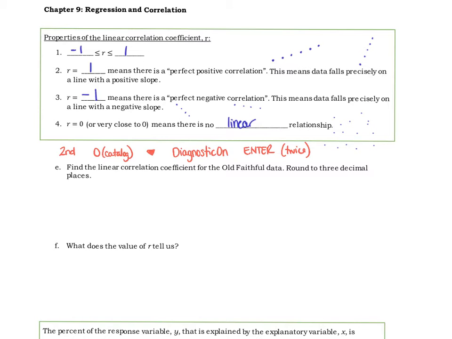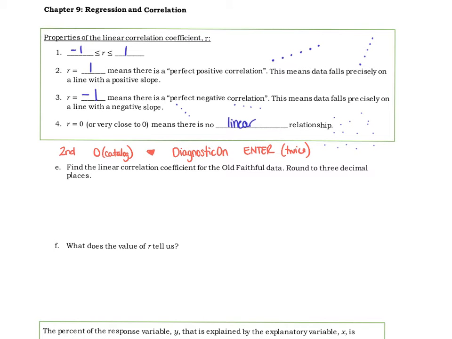I need you to enter the data from the duration and the interval, the Old Faithful data. I need you to enter that data into L1 and into L2. I want you to put the duration, the first column, in L1, and I want you to put the interval in L2. And you know how to do that, so pause the video, go do it.